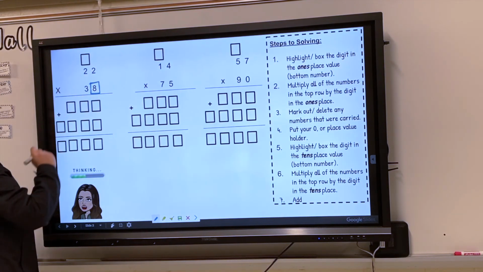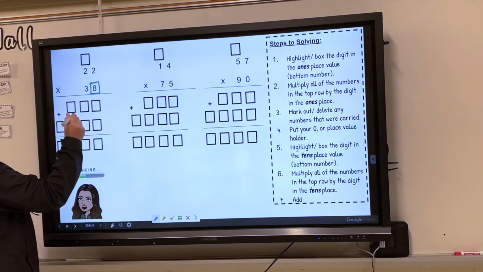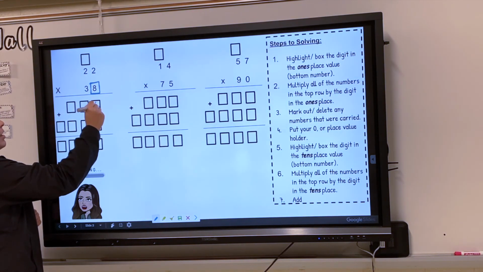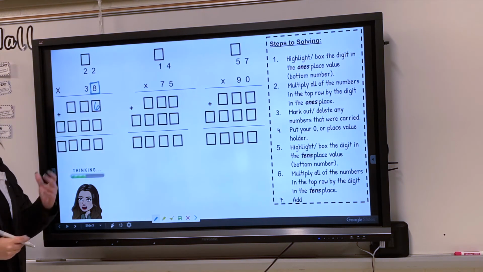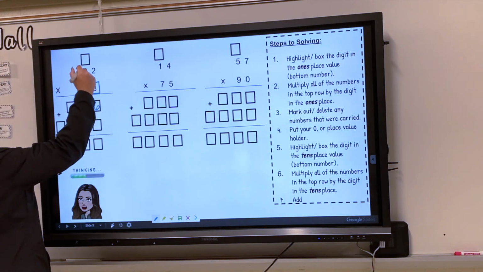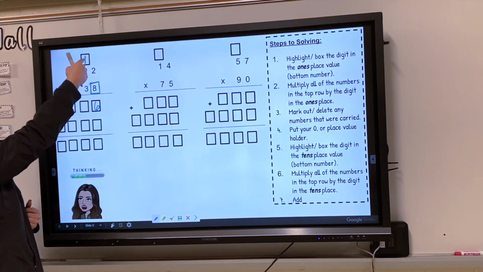2 times 8 is 16. So I'm going to put my 6, but just like with addition, when we have a 2-digit number as our answer, we're going to carry the number in our tens place. So I put my 6, carried my 1.